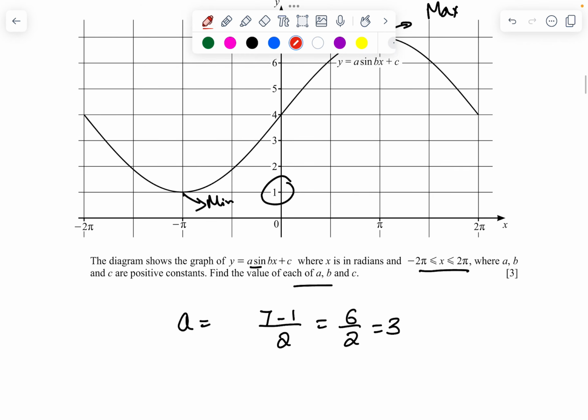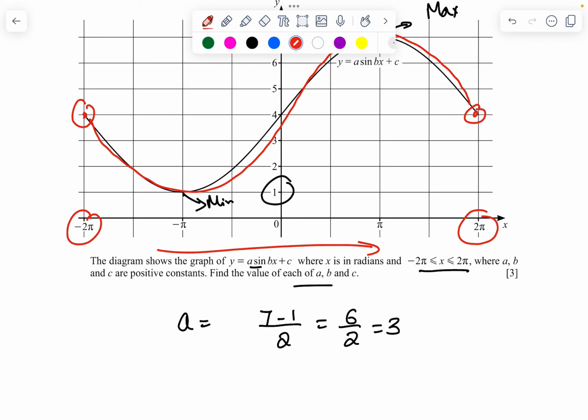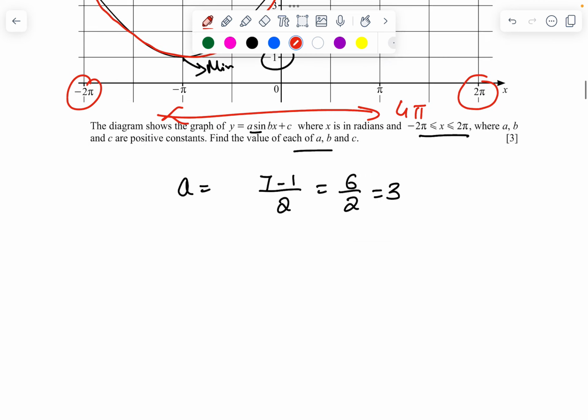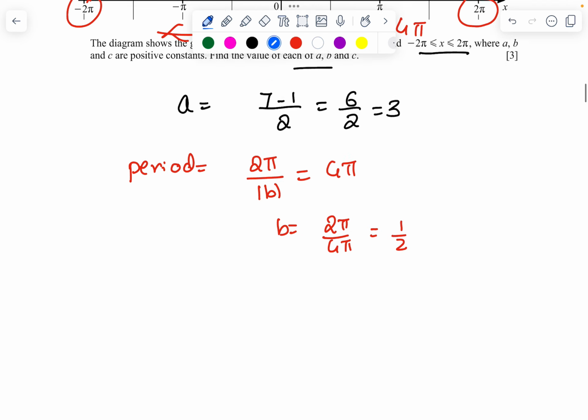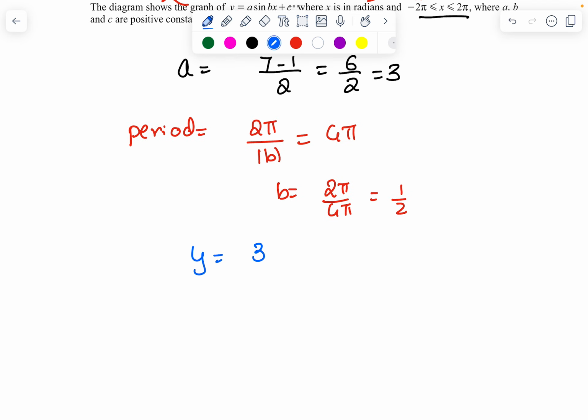Now it completes one full period from minus 2π to plus 2π. So this distance is going to be 4π. So the period equals 2π by the absolute value of b, which equals 4π. So b equals 2π by 4π, which equals 1 upon 2. Now I get the equation y equals 3 sin(half x) plus c.